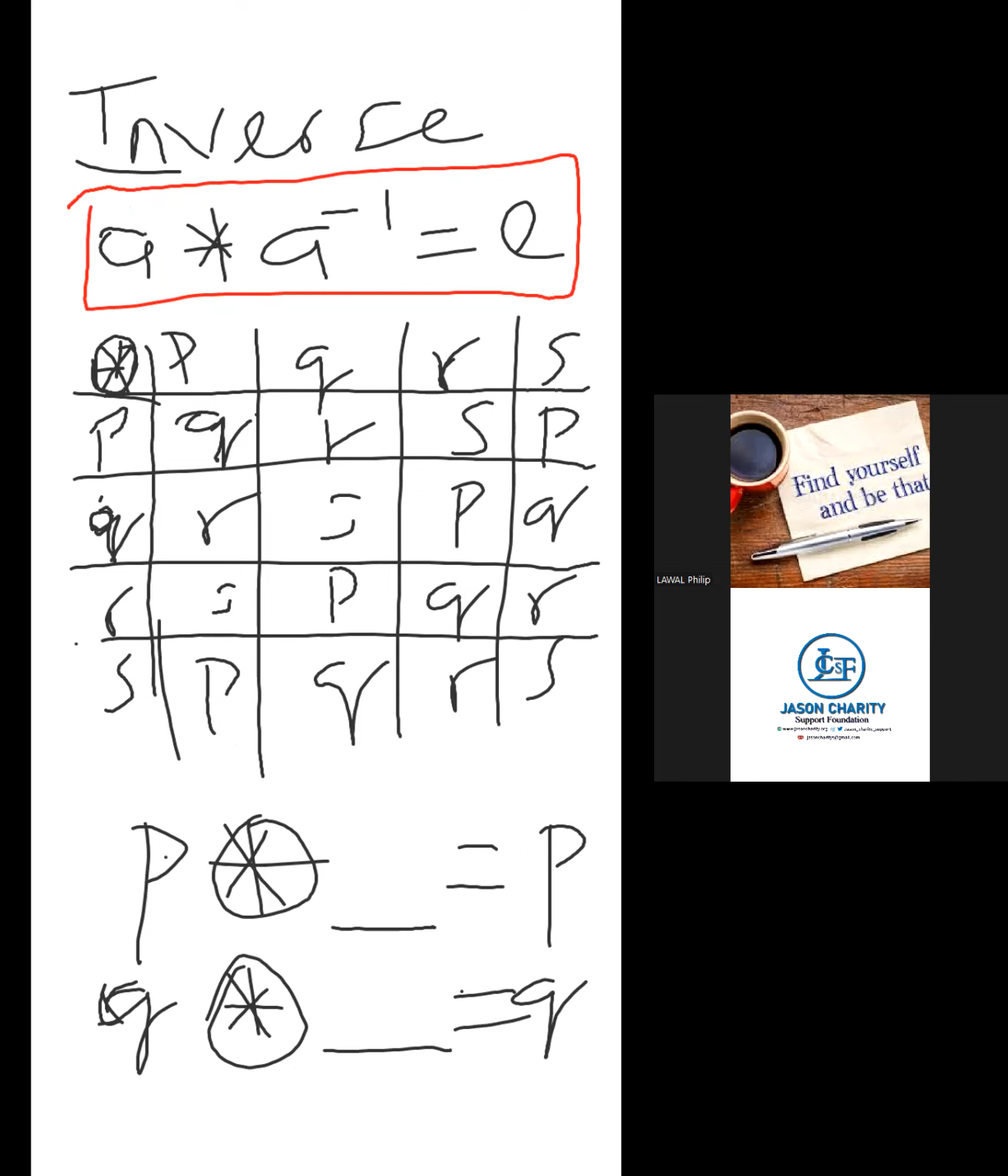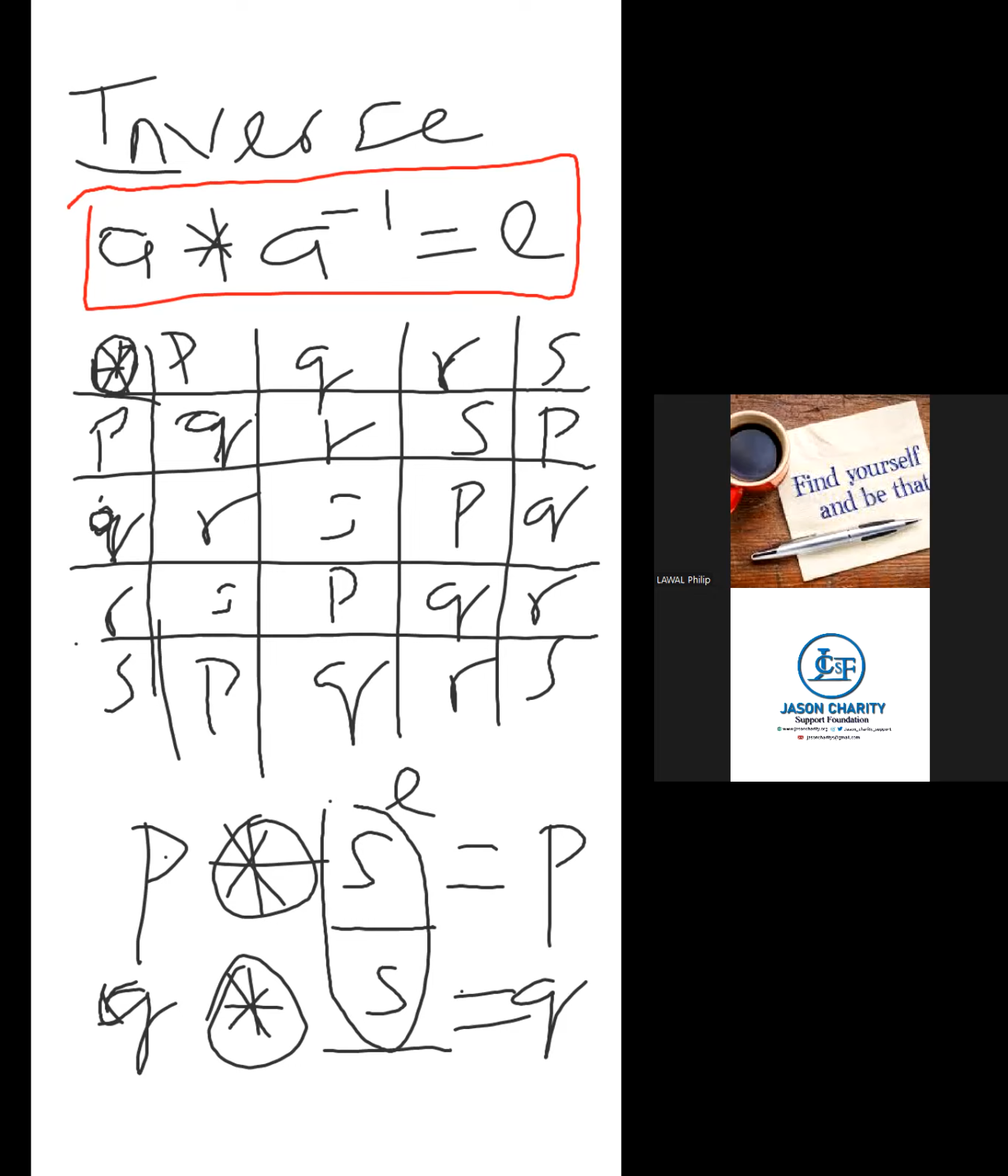So P operated on S is returning P to me. The same way Q operated on S is returning Q to me. From what I can see, R operated on S is returning R, the last column. Then S operated on S is also returning S. So from the look of things, any element that I operate on S will always return that element to me. So it shows clearly that the only identity element that I have on this table is S. Identity element is S.